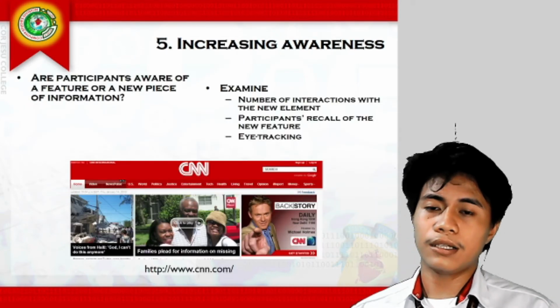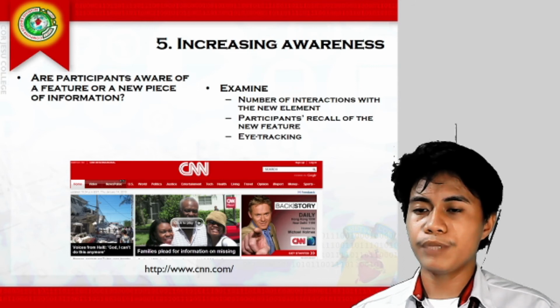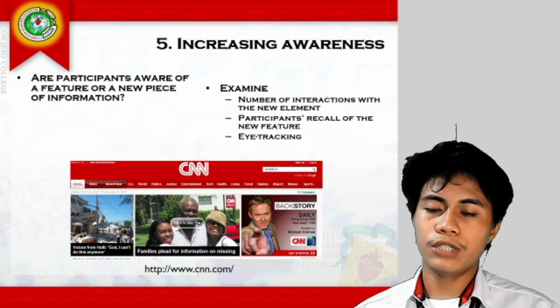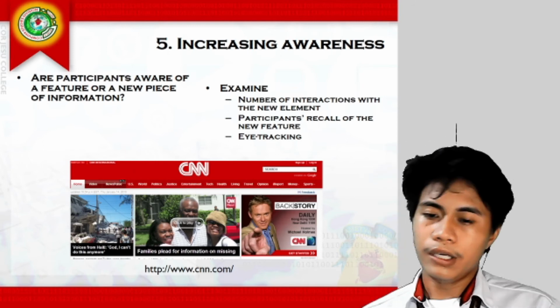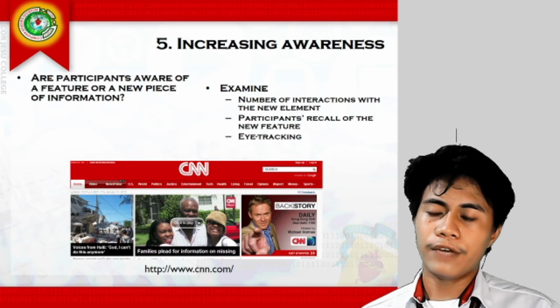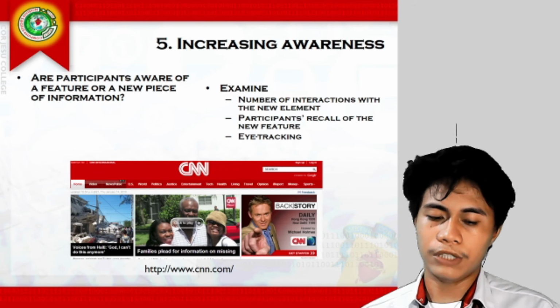Number 5, increasing awareness. Are participants aware of a feature or a new piece of information? Examine the number of interactions with the new element, participants' recall of the new feature, and eye tracking. So if the user uses the feature, then they are aware of that feature. But if not, it means they are not aware of that feature.